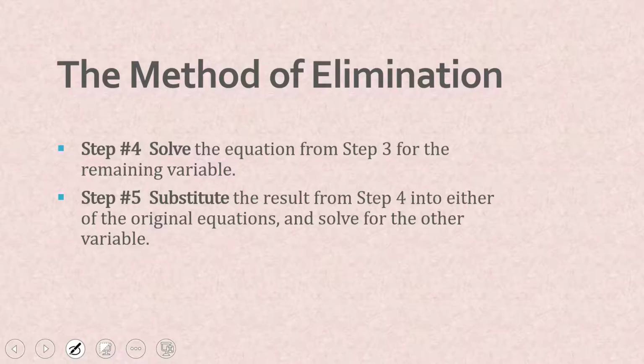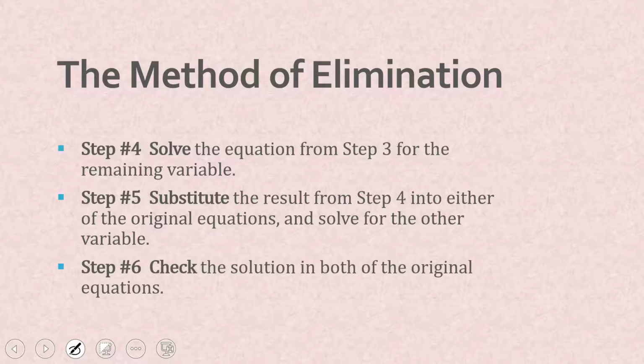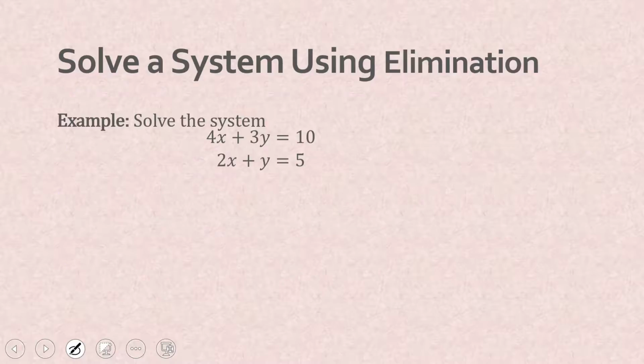At this stage, you should have values for both x and y, to which then, step 6, you will check the solution in both of the original equations. Let's see how this method is implemented. So here's an example. Let's solve the system 4x plus 3y equals 10 and 2x plus y equals 5.